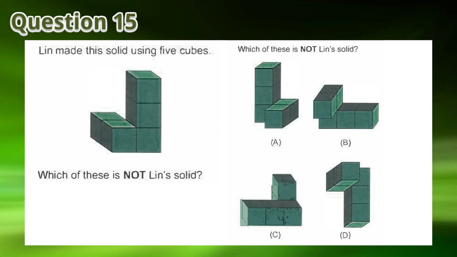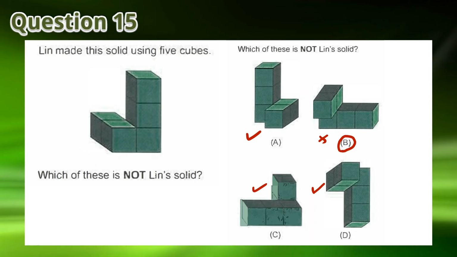We can find out which solid is not the lens by making a visual image in our heads. A works, C works, D works, however B does not work because the cubes in the end are meant to be on the right side.